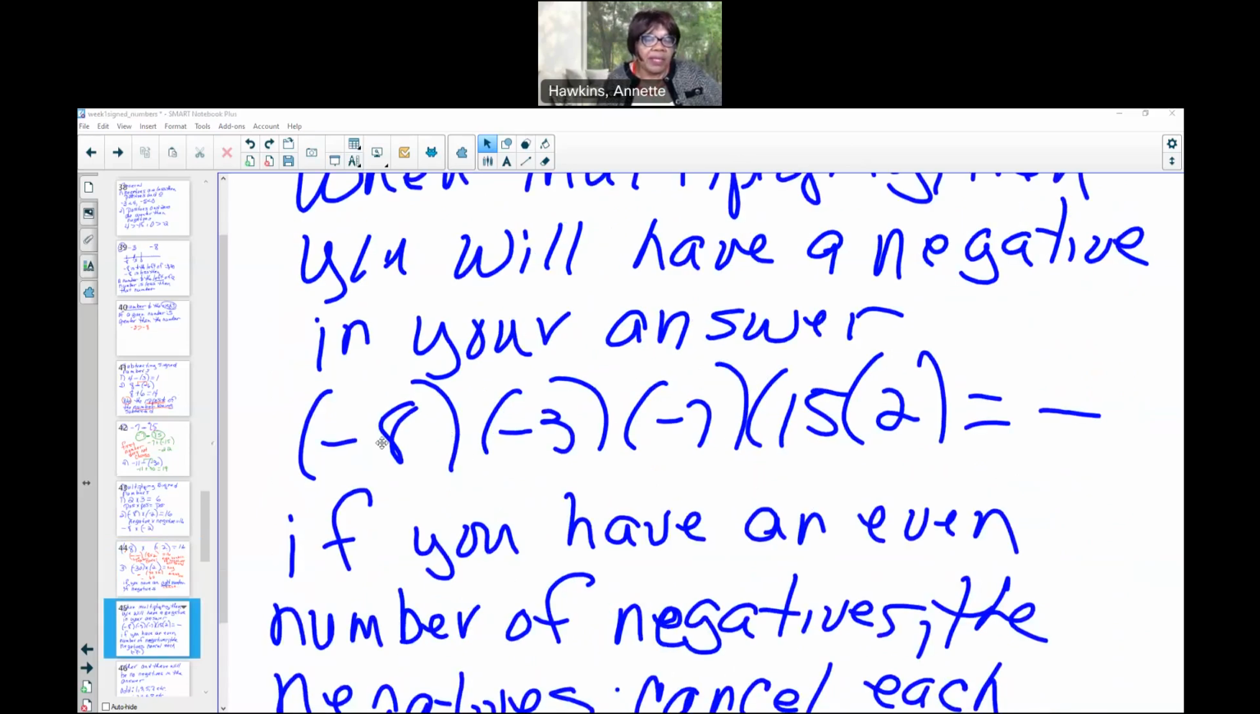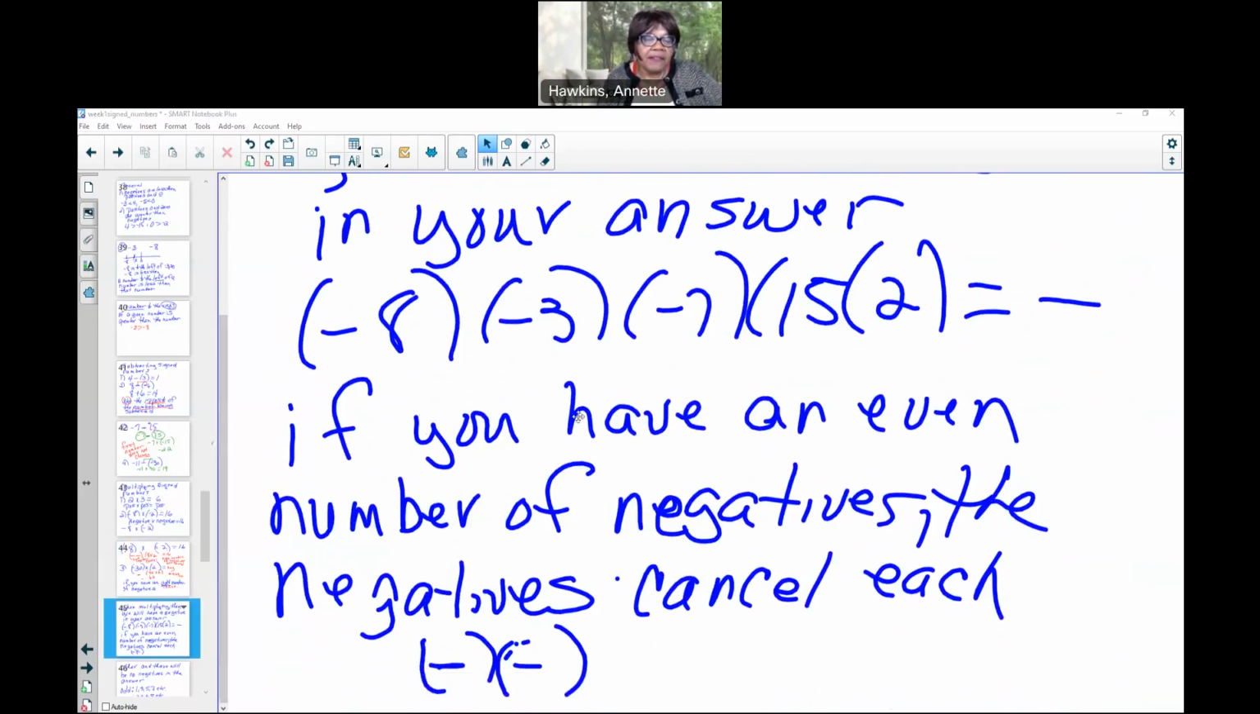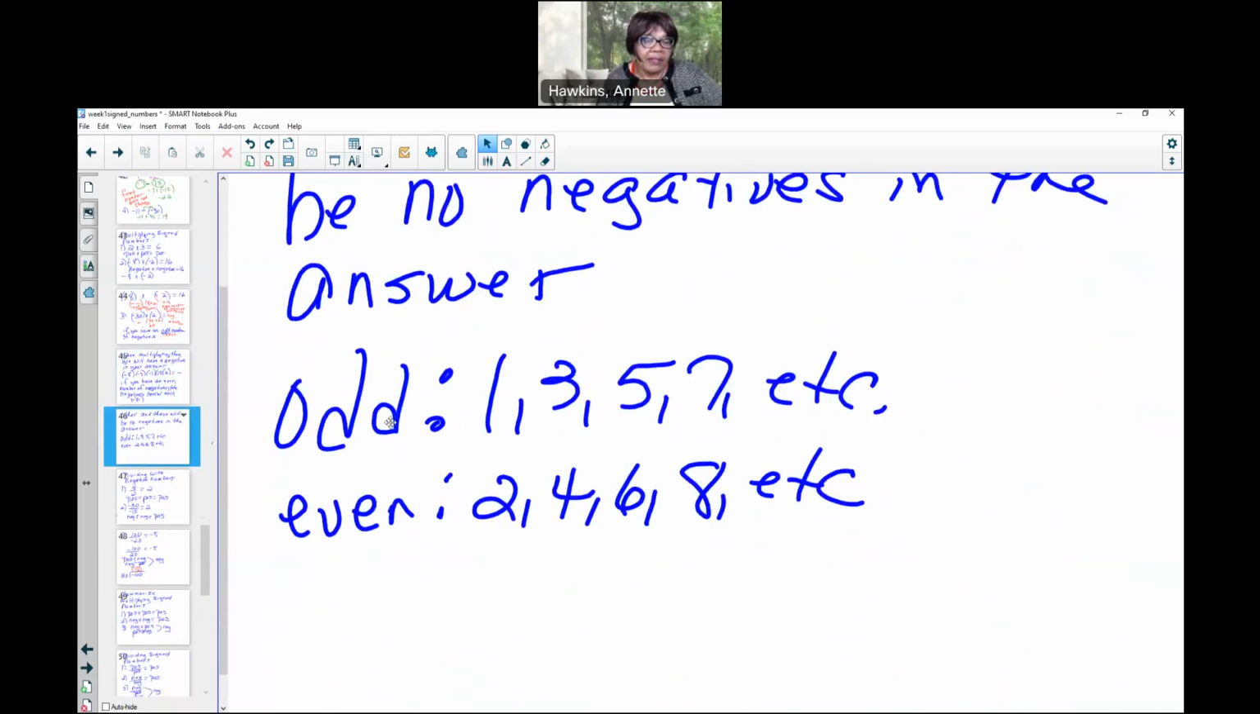So here's a problem here. 1, 2, 3. So instead of saying a negative times a negative is a positive times a negative is a negative, etc., just go through and count the number of negatives. 1, 2, 3. And that means you're going to have a negative in your answer, and then just multiply the numbers. If you have an even number of negatives, the negatives cancel each other out. Odd is 1, 3, 5, 7. Even is 2, 4, 6, 8.